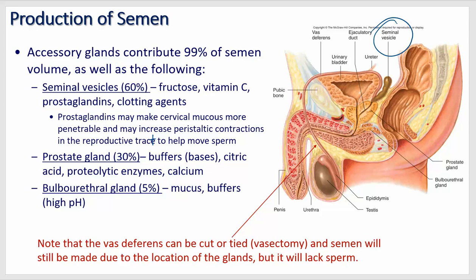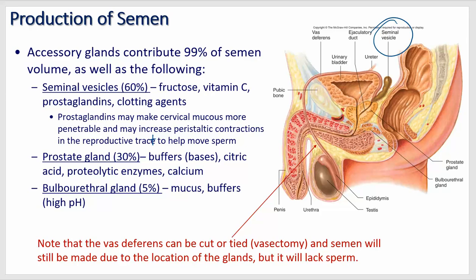So that's the seminal vesicle, and then the prostate gland has buffers. The female reproductive system has a lower pH, more acidic, and so this has bases. Vitamin C and citric acid are also available as antioxidants. Proteolytic enzymes to break down proteins, and then calcium. Bulbourethral gland: mucus, and then again buffers, to improve that pH.